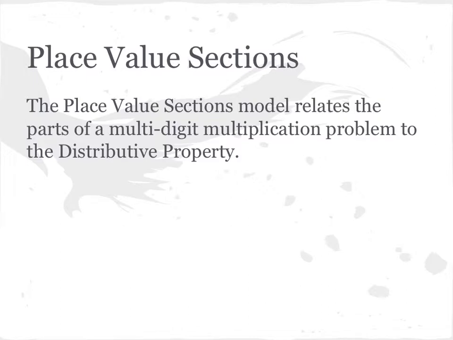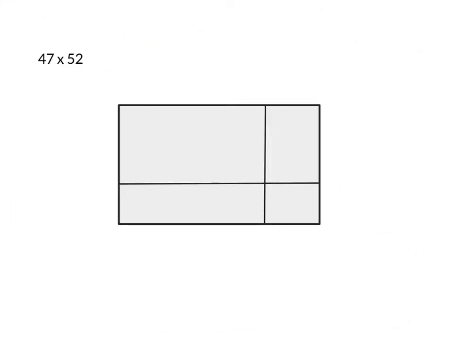Basically, what we're doing with place value sections is using the distributive property to break numbers up and then add them together to get a final product. Let's look at this example. 47 times 52. First, we're going to take the number 47 and break it up into its individual parts.